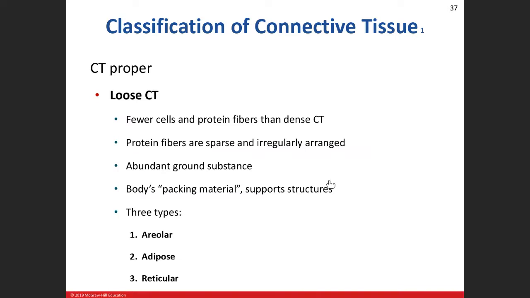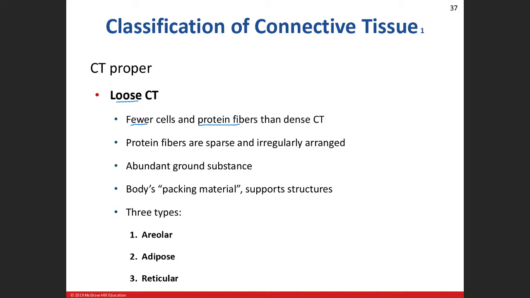Let's talk about the first type of connective tissue, which is connective tissue proper. Connective tissue proper is broken down into loose connective tissue and dense connective tissue. We're going to talk first about the loose. One of the big characteristics of this type of connective tissue is that you want to know it's loose. That means we have very few cells and protein fibers. So we don't have a lot.